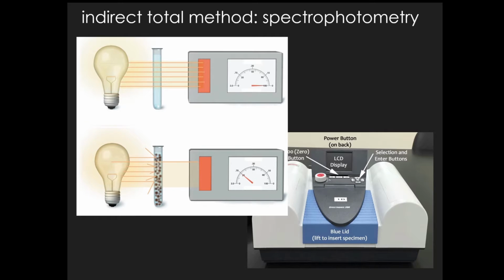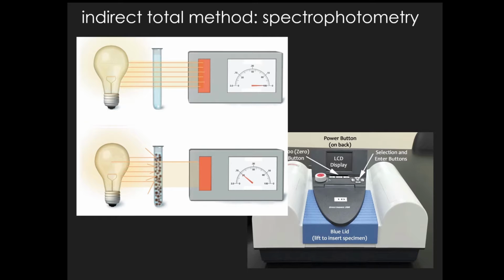So this is a really cool machine that takes the word turbidity and applies a number to it, and it does that by shining a light through your culture and determining how much of the light is being absorbed by the culture, which is exactly what you do when you look at a turbid tube. You don't think about it in those terms, but when you say something is turbid, what you're saying is I can't see through it.